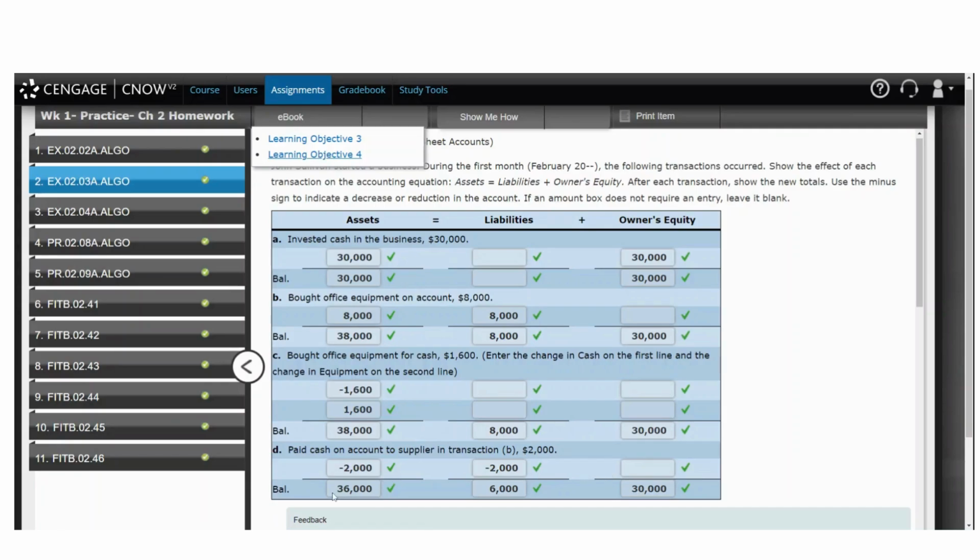And now we calculate the new balances. So $38,000 from C, the balance in C, minus $2,000 gives me $36,000. The balance in B is $8,000 for liabilities minus the $2,000 payment I made gives me a balance of $6,000. And nothing happened to owner's equity, so I just bring that $30,000 balance down.